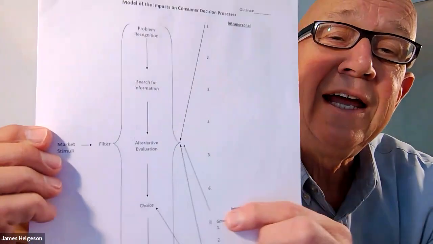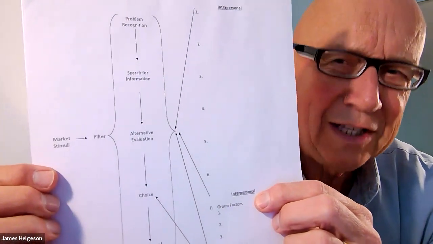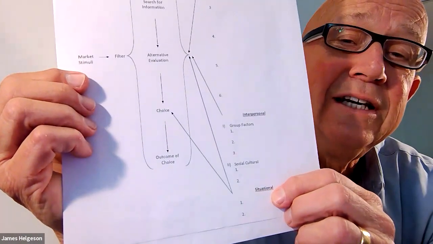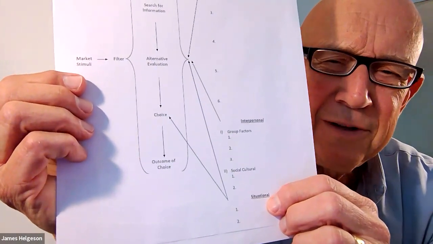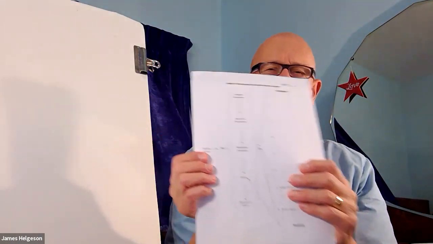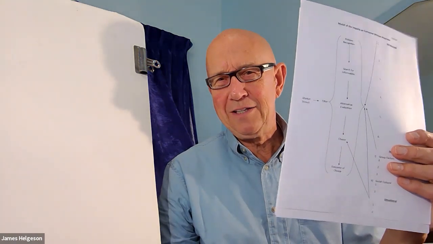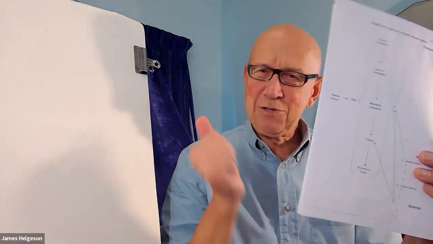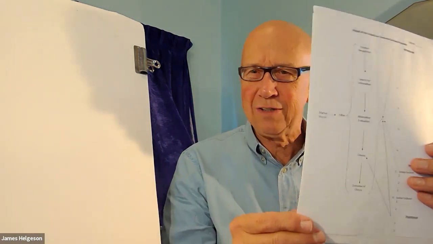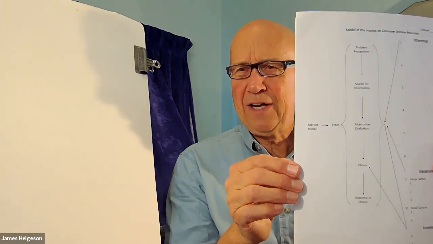Down here, interpersonal, between people, sociological kinds of variables. And then at the very bottom, we have another category called situational. We'll have a couple of things there. So we've got these three categories of variables that impact this decision process in a general sort of way: intrapersonal, psychological; interpersonal, sociological; and situational variables, things that impact because of the situation you find yourself in.